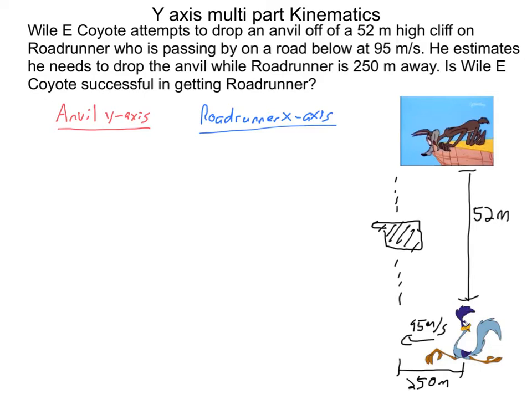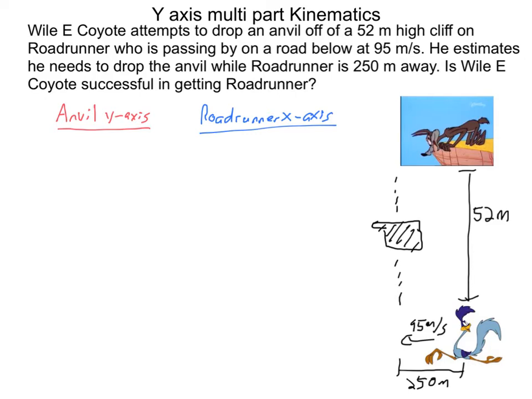So he drops an anvil off a cliff that is 52 meters high. Now, Roadrunner is coming by at 95 meters per second because it's a Roadrunner. He can sure pick up a lot of speed. So Wile E. Coyote realizes, I better drop this anvil well in advance. While he's 250 meters back is what he figures he's going to do. And the question here is, does he actually get Roadrunner?